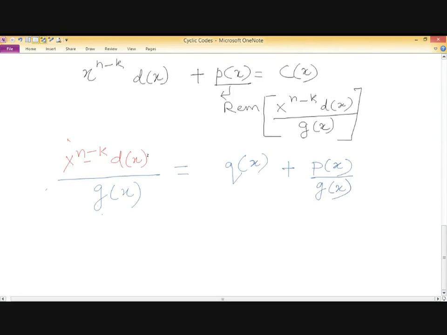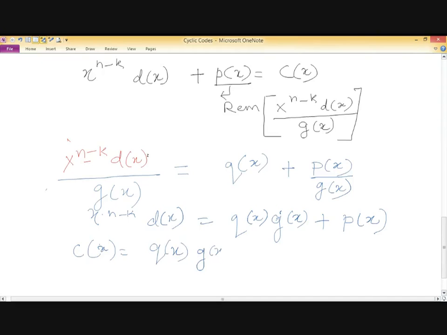Then what we have seen is that x to the power of n minus k d(x), if we multiply on both sides, I will be getting q(x) g(x) plus p(x). So I can get my code word from two positions: either by multiplying the quotient with our generator polynomial, or by shifting, x to the power of n minus k d(x) plus p(x). So either we go by this method, or by multiplying the quotient with the generator polynomial.